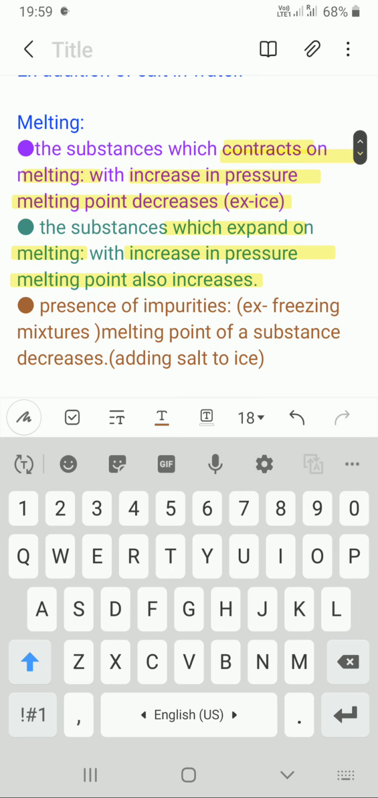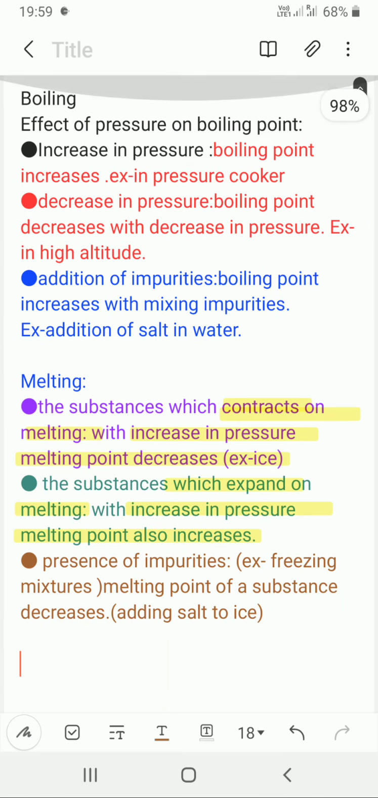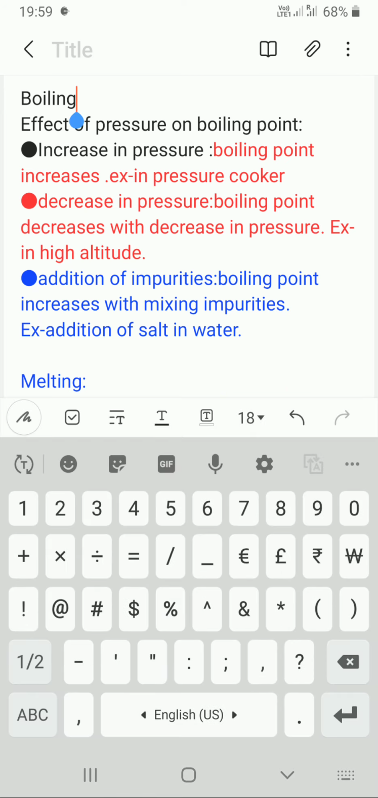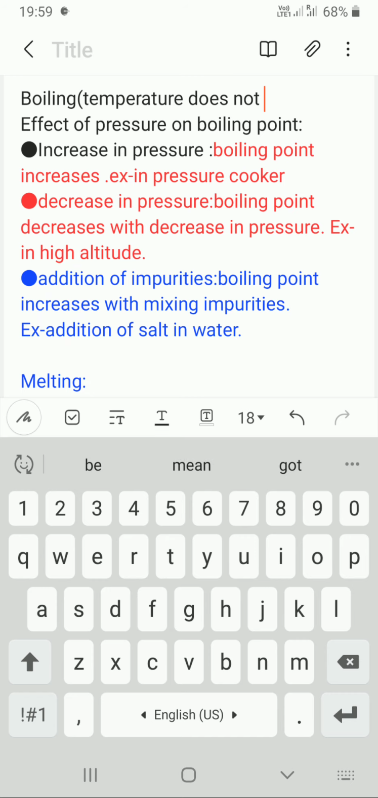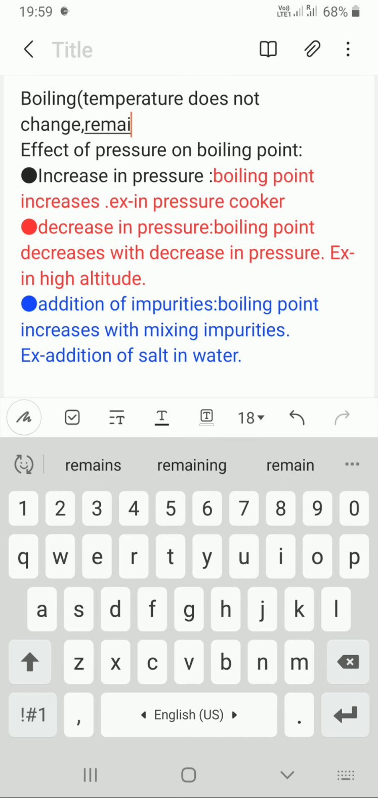Next, melting and boiling are done, and during boiling the temperature remains constant at the boiling point. So here I will write one thing: during boiling, temperature does not change, it remains constant at the boiling point.